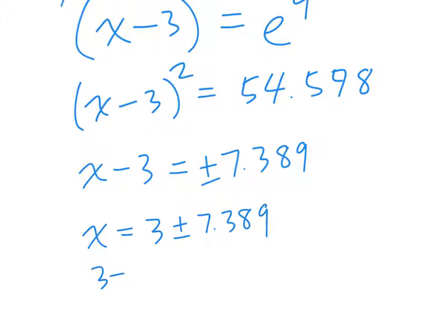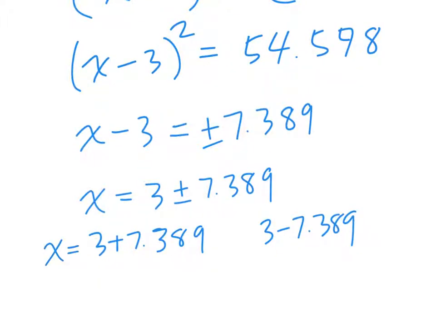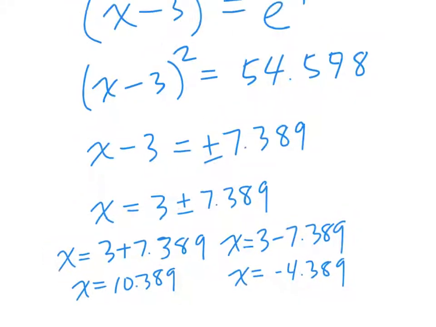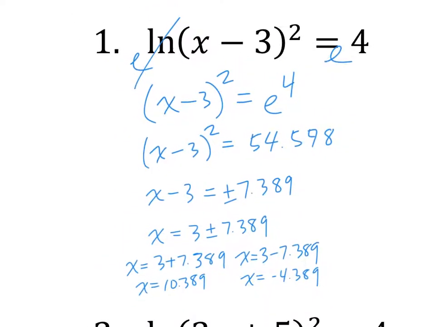So 3 plus 7.389 and 3 minus 7.389. Okay, so x is equal to 10.389. X is equal to minus 4.389. The question is, which one works and which one doesn't, or do they both work?